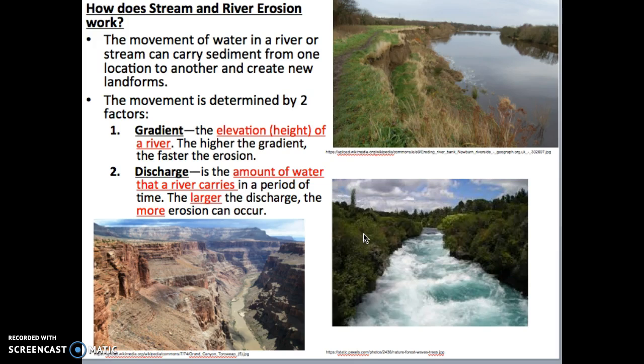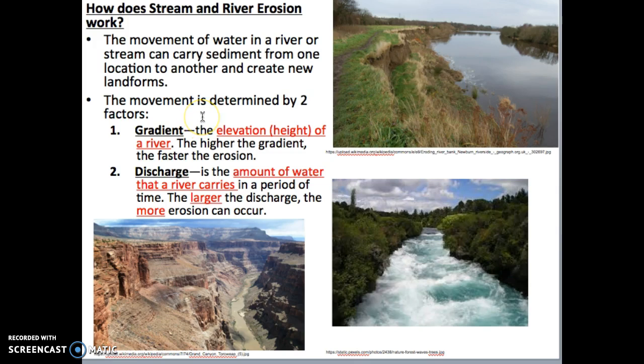Now let's talk about stream and river erosion. The movement of water can carry sediment from one location to another and also create new landforms. River and stream erosion can occur, and it's determined by two different factors.